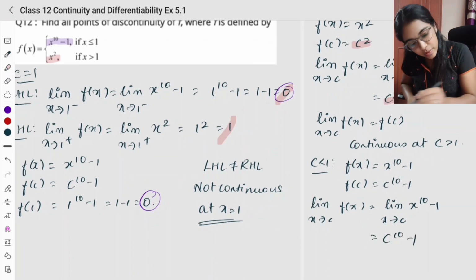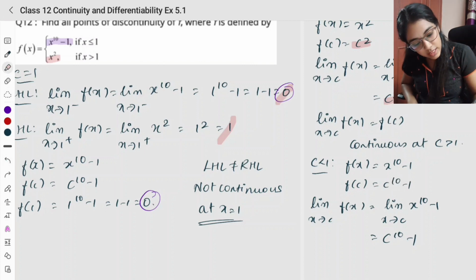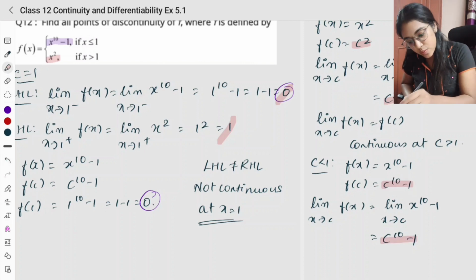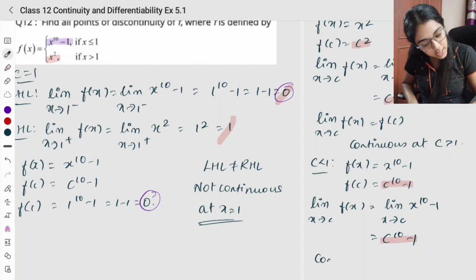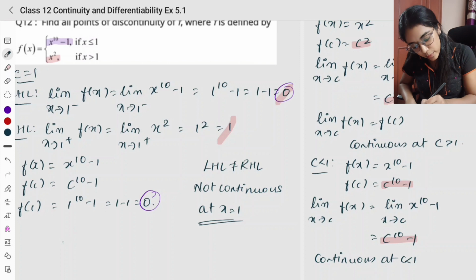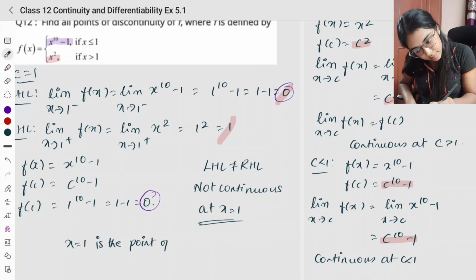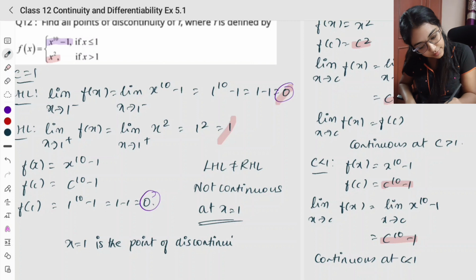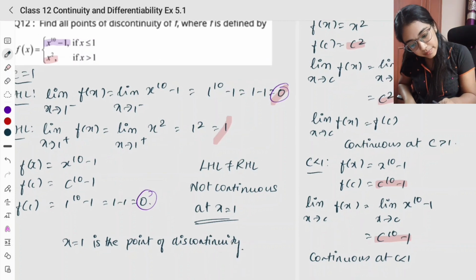So what happens if we highlight this? c to the 10 minus 1 and c to the 10 minus 1. So they are equal. So it is continuous at c less than 1. C greater than 1 also, it is continuous. So what is the only point of discontinuity? x equal to 1 is the point of discontinuity, which is asked in the question. Okay, please copy.